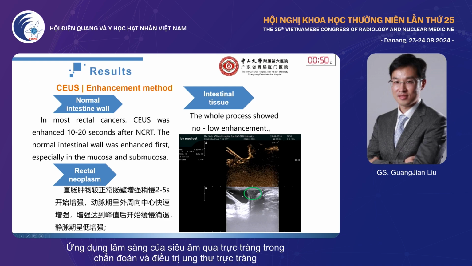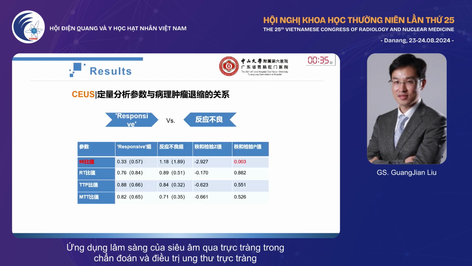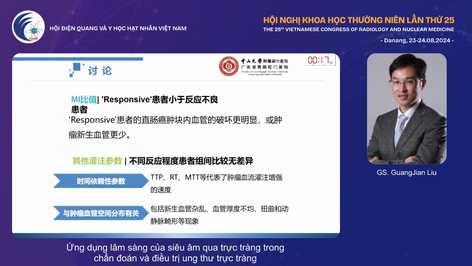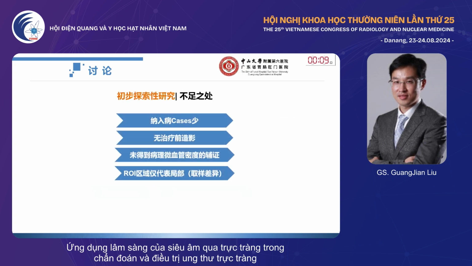This is before treatment: the layer of the rectum, and the tumor is enhanced after injection of the contrast agent, and we can perform the TIC curve. After treatment, we can see in the responsive group, the enhancement parameters decreased. The complete remission group also decreased significantly. But it is still a preliminary result. I would like to show it later in the future.